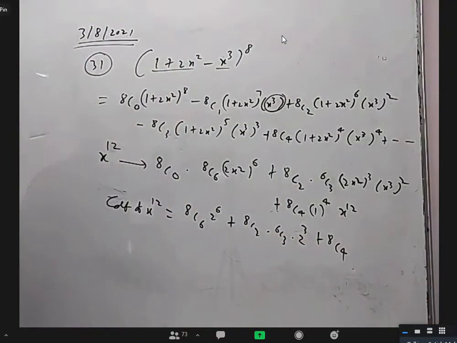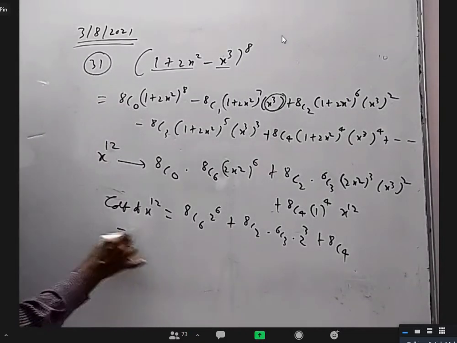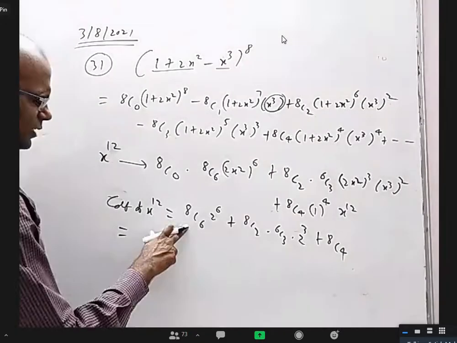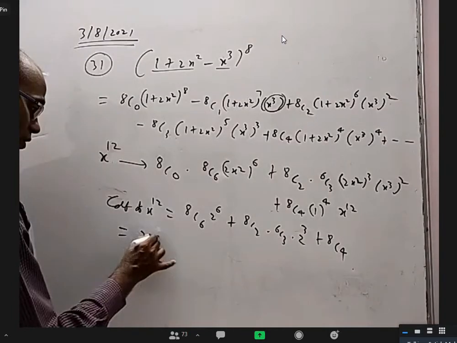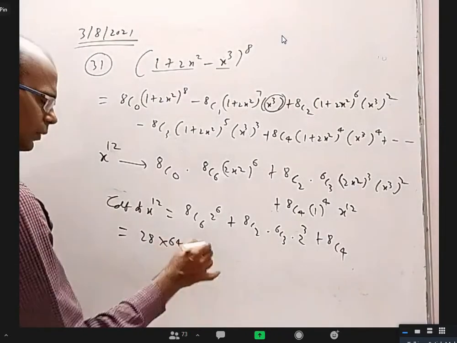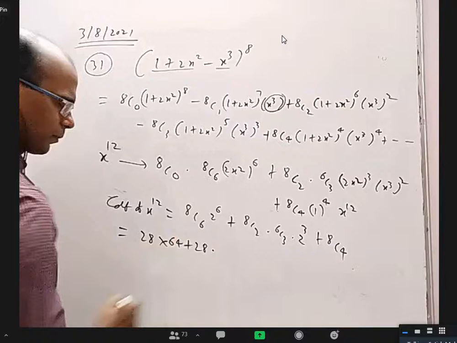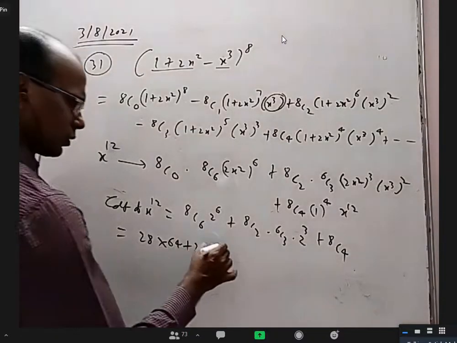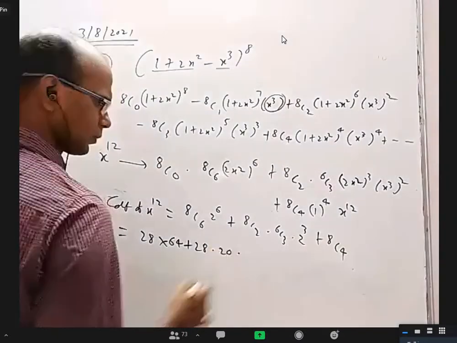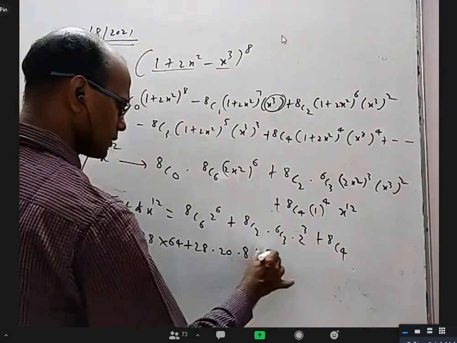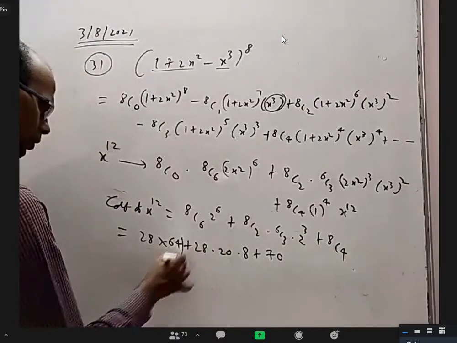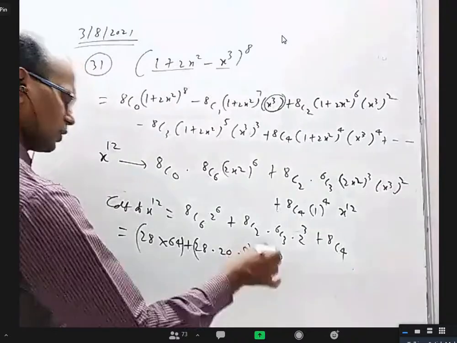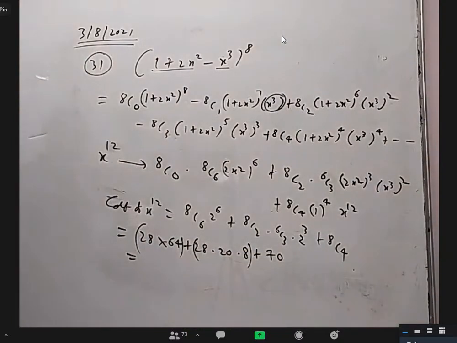Okay, we simplify, we get 8c6, which means the same as 8c2, which is 28, into 60. 8c2 is 28. 6c3 is 20 into 8, plus 70. Simplify these products and add them, and you will get the answer. But we will discuss one more method.